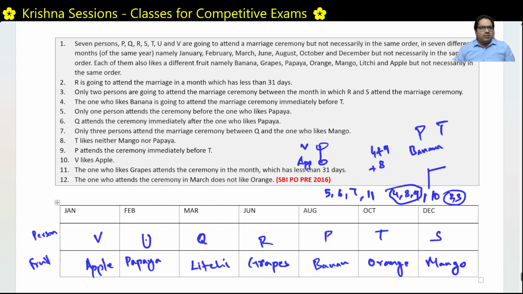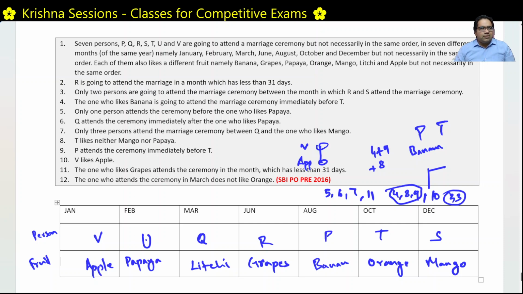Next. R is going to attend the marriage in a month which has less than 31 days. Where is R? R is here. He is attending in less than 31 days. Yes. Only two persons are going to attend the marriage between months R and S. R and S, there are only two persons, which is also satisfied.